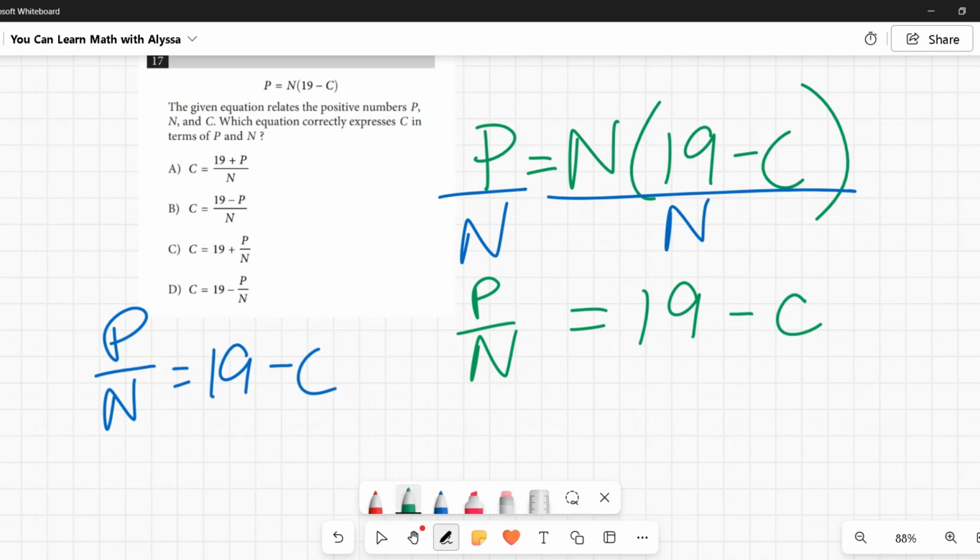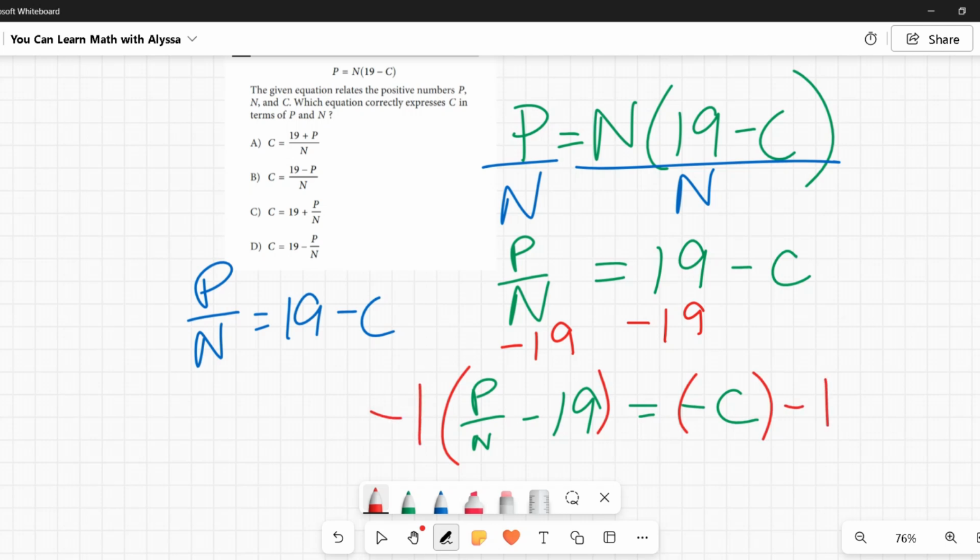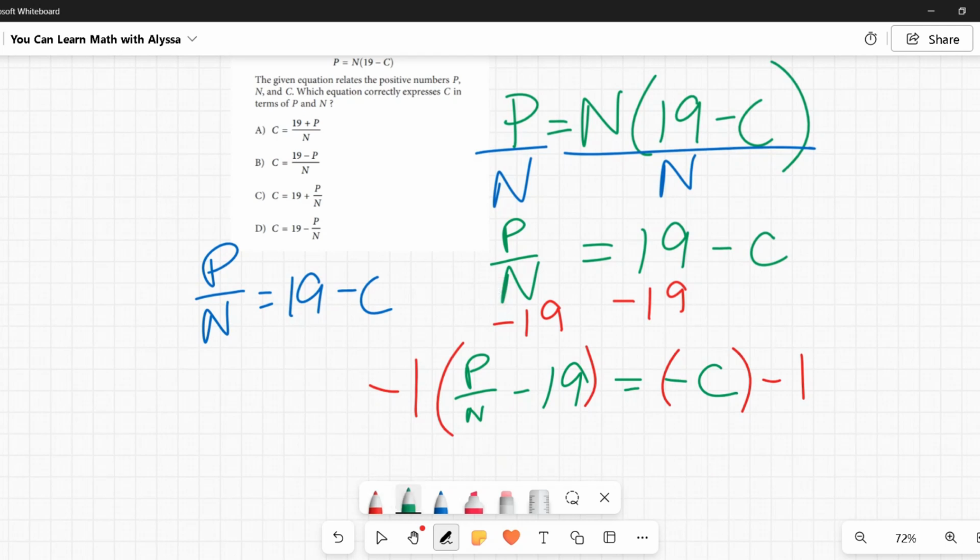So over here on the right, the green, the p over n equals 19 minus c. I have a positive 19, so I'm going to subtract 19 from both sides. And I am going to get p over n minus 19 equals a negative c. Well, I don't want a negative c. It has to be a positive c. So I'm going to multiply everything on the left and everything on the right by -1. It's just going to flip the signs of everything. So over on the left, I will get a negative p over n plus 19 equals positive c.